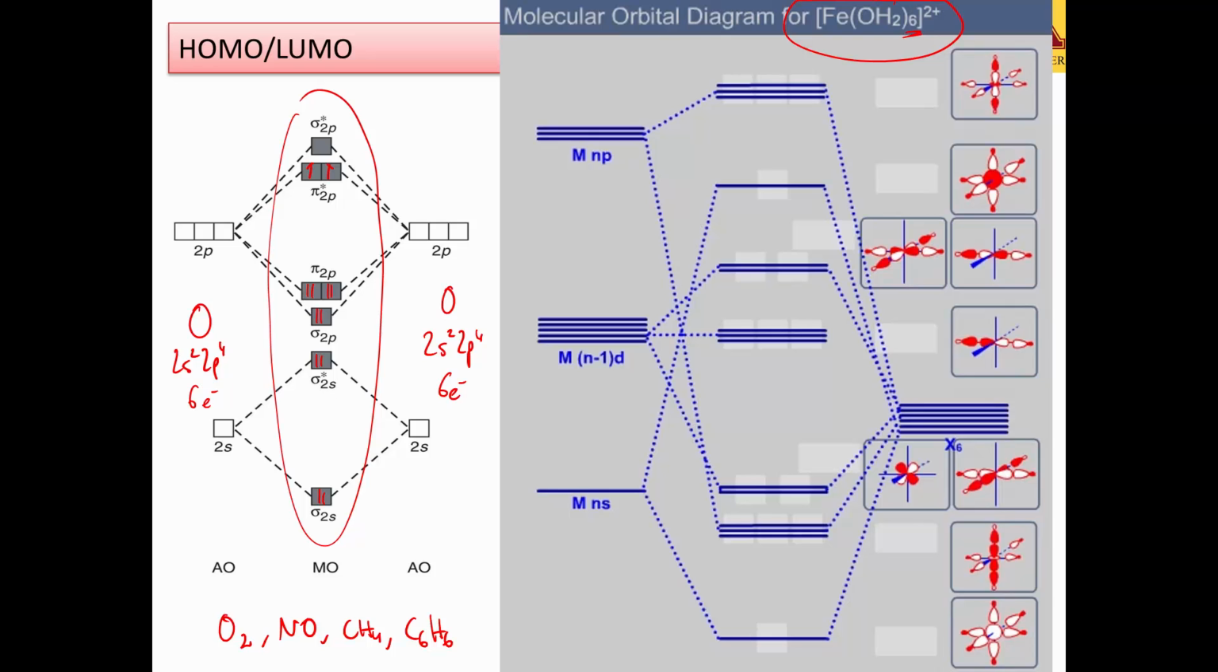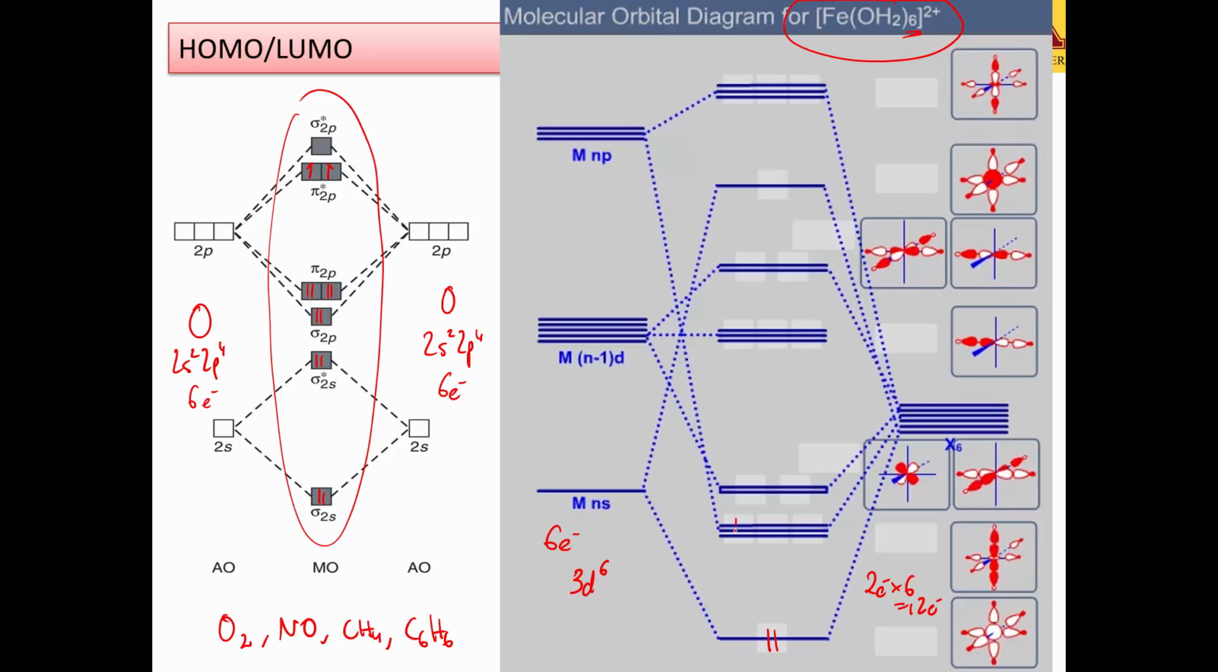And iron 2, so iron neutral would be a d8, but this is a d6, so the configuration of iron 2 is d6. So there are 6 electrons coming from the iron, and we have 6 waters, each water as a ligand. Remember, it's a monodentate ligand, so each water provides 2 electrons. We have 6 ligands, so you have 12 electrons. So I need to place 18 electrons.